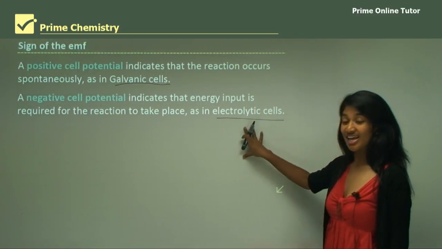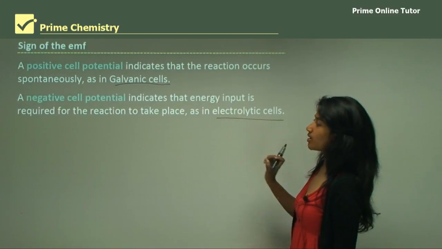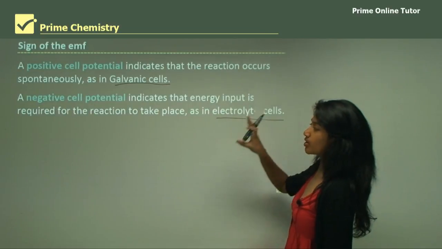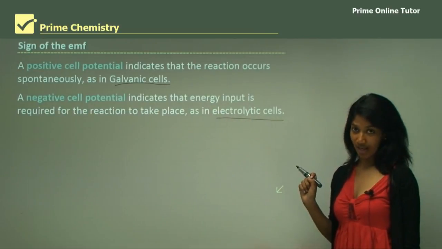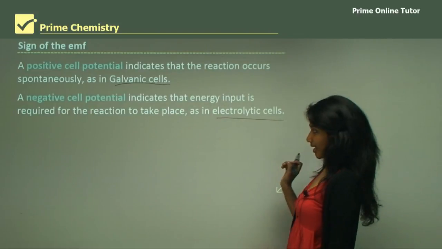But it's a different case in electrolytic cells. In electrolytic cells, a negative cell potential is happening because energy input is required for the reaction to take place. And that is why we have a negative cell potential there.